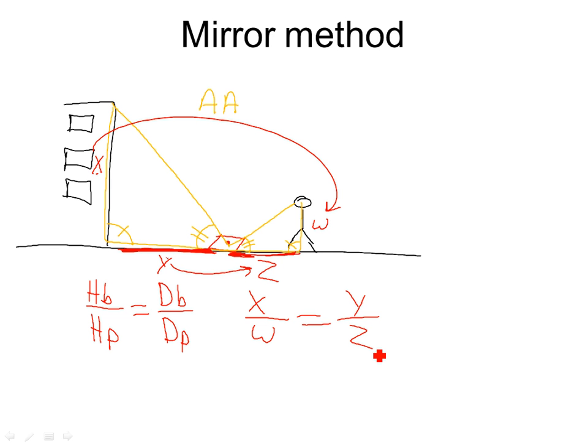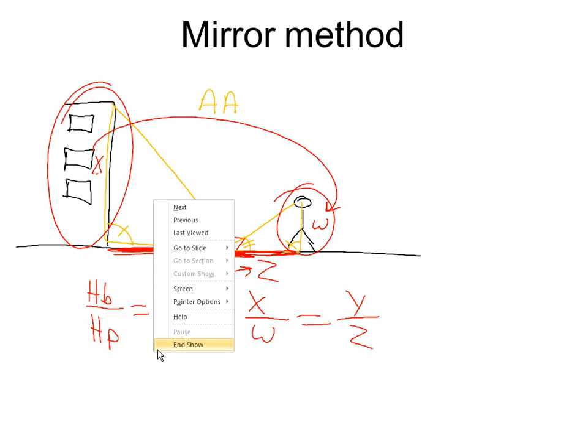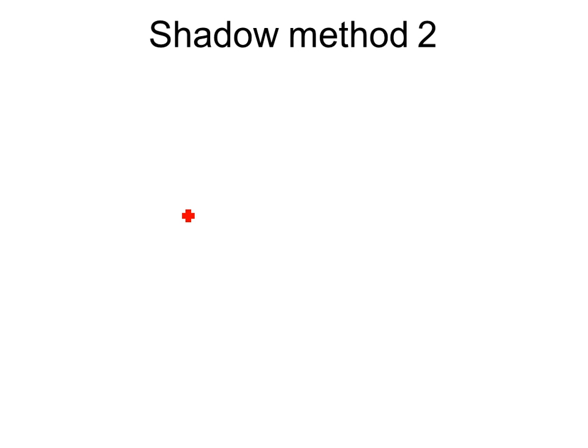So you set up that proportion, and that would allow you to solve for whichever one you're missing. You're probably going to be missing the height of the building because that's the one that you can't normally measure. Normally you'll know the height of the person, and you can measure the distance the person is from the mirror. You can measure the distance the building is from the mirror. So the height of the building is the one that we would be indirectly measuring.